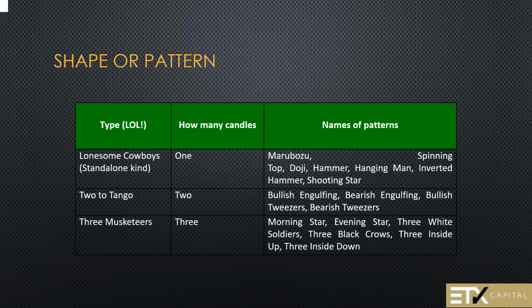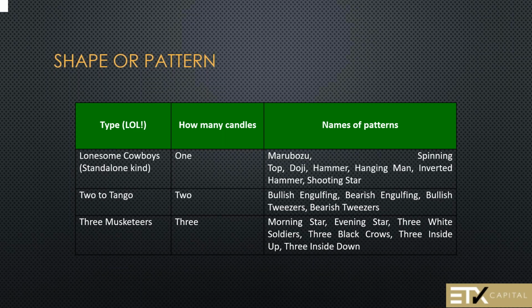So overall, as you can see, we have single candlestick patterns: Marubozu, the spinning top, the doji, the hammer, the hanging man, inverted hammer, shooting stars. Then we went to the double candlestick pattern. Okay, we looked at harami. We also have bullish engulfing and bearish engulfing, bullish tweezers and bearish tweezers. From there we go to three candlesticks. It makes up three candles. We have morning star, evening star, three white soldiers, three black crows, three inside up and three inside down.